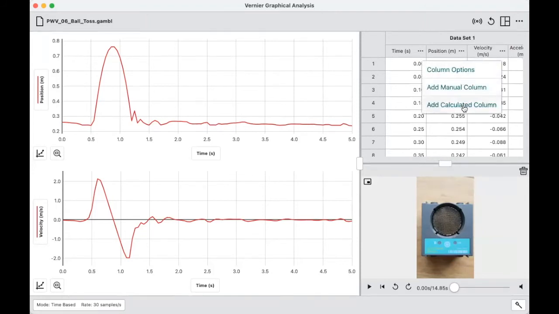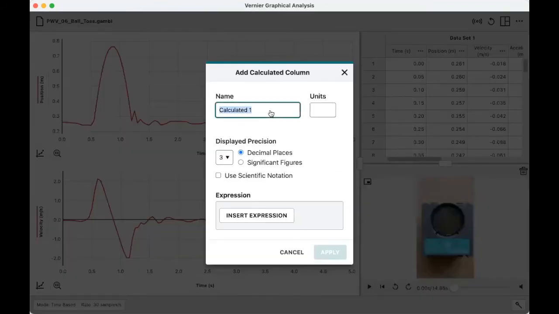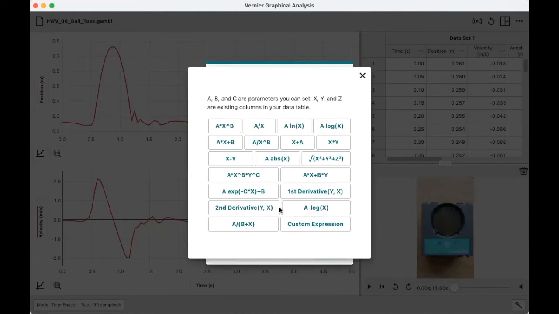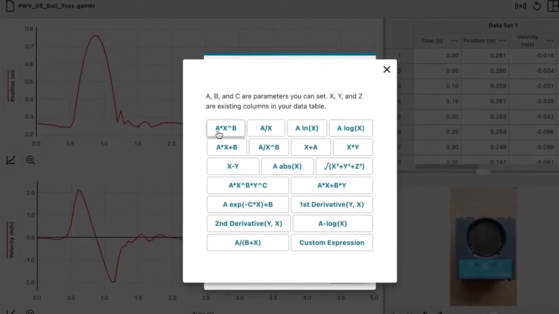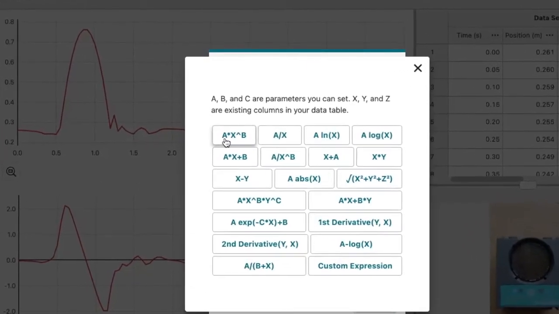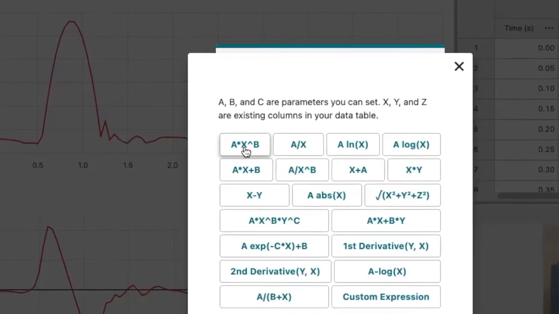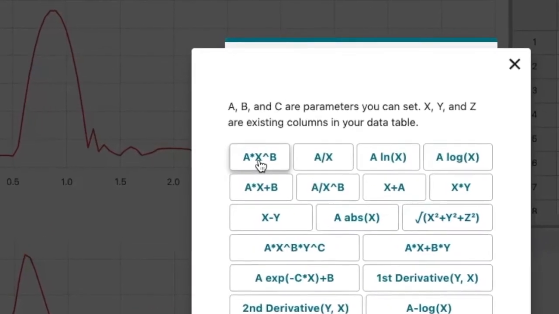So I go here and do calculated column. And I'll go ahead and label this potential energy, units of joules, and insert expression. Now it turns out the expression that they need is actually here, but it's not necessarily clear to them how this would work. If I were trying to calculate MGH, I could use this one, where MG would be the A term there. So I'd have to do that math. And then X would be the position raised to the first power.